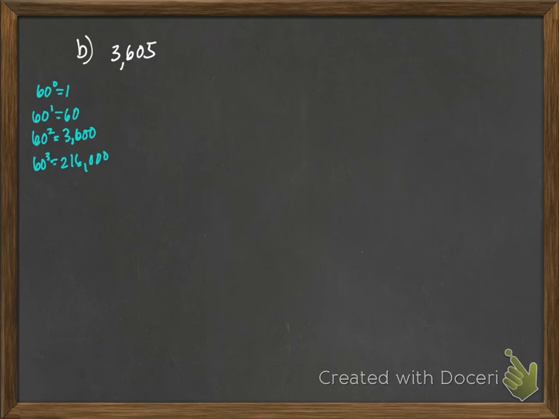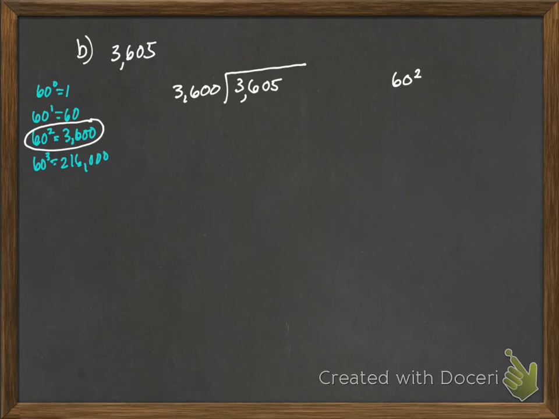I want the positional value that's closest to 3,605, and that's 60 to the second, so I'm going to use that. I'm going to take my value, 3,605, and divide it by 3,600, noting over the side that I'm starting with 60 to the second power. How many times does 3,600 go into 3,605? Hopefully you said once. So 1 times 3,600 is 3,600, and we have a remainder of 5.